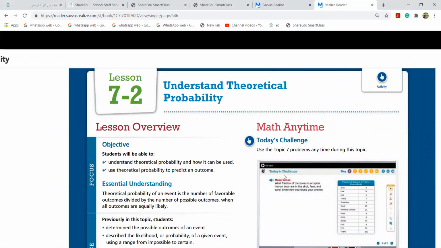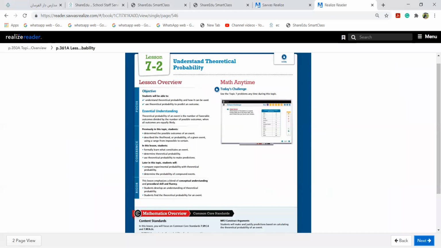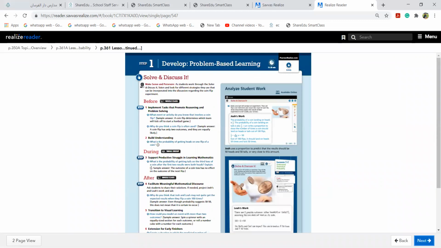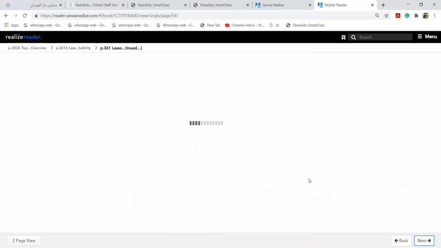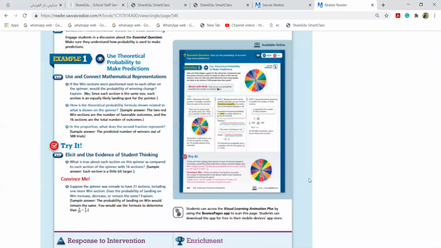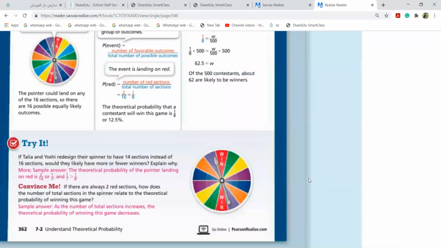Okay. Let's start with lesson 7.2, that is understand theoretical probability. By the end of the lesson, I will make you understand how this theoretical probability can be used and what to predict for an outcome. So girls, please turn to page number 362.